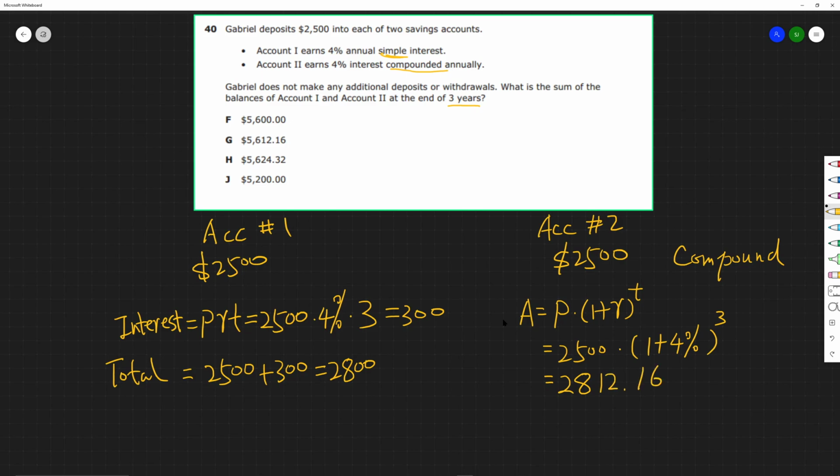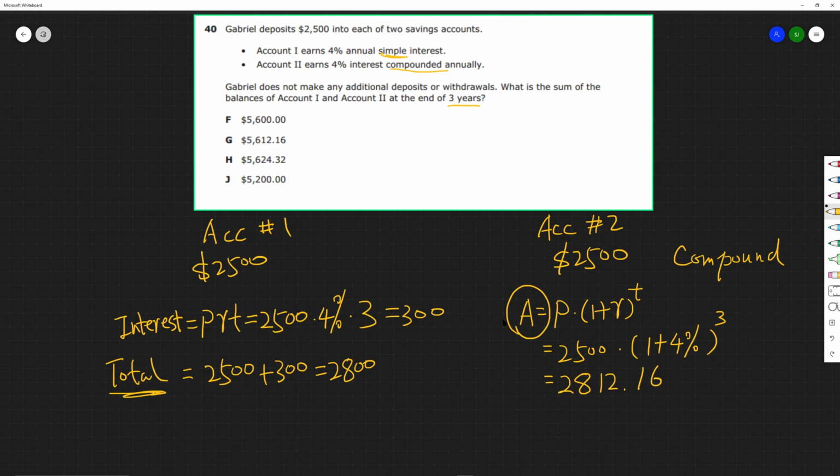Okay, now as we did with account 1, do we need to add this $2,812.16 to the original 2,500? No, actually we don't need to do that, because this one actually gave you the total. This is already the total. So we don't need to add up again.